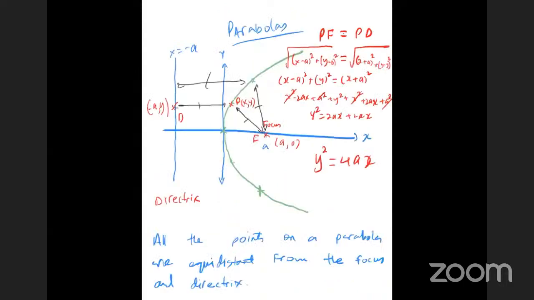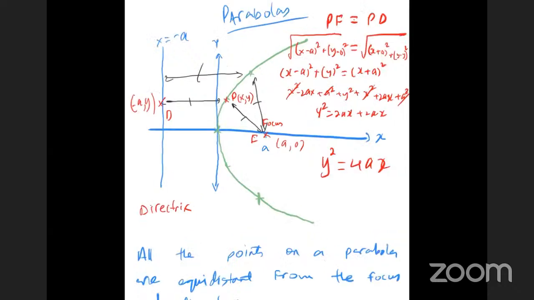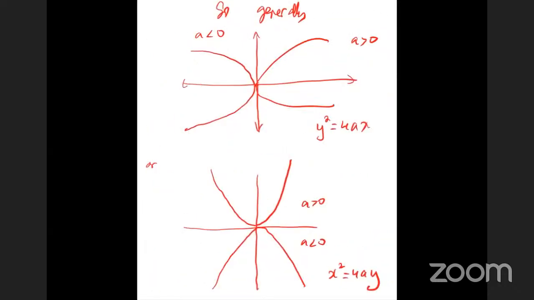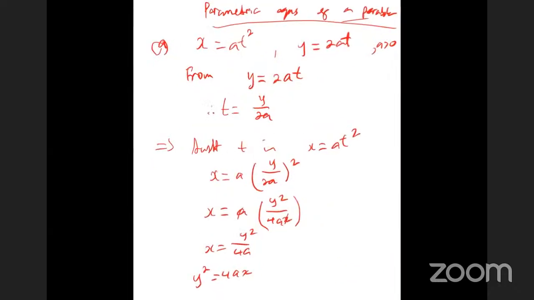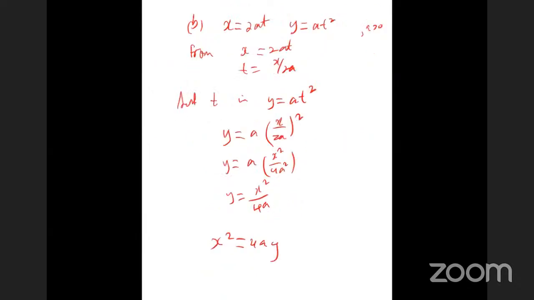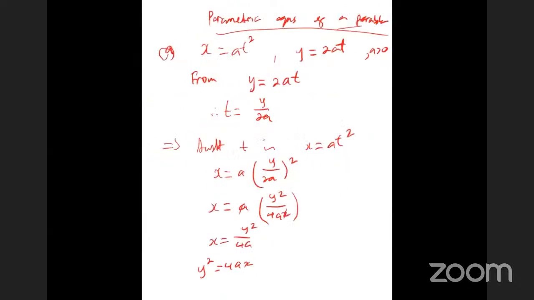All right, so I'm going to send this to you on the group, so don't rush to write it down. I'm going to show you. So your parabolas look like this. This is its general shape, and this is your parametric. That's all you have to learn. You have to learn the parametrics and the shape of each one.